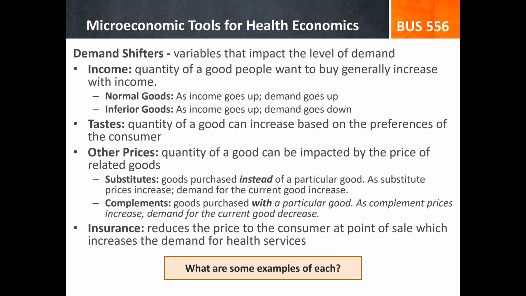Complements are different. Complements are goods purchased with a particular good. As complement prices increase, demand for the current good decreases. So an example of this, typically you'll see this with sandwiches and tomatoes, right? I remember a couple of years ago, the tomato prices went up, so the sandwich price went up.